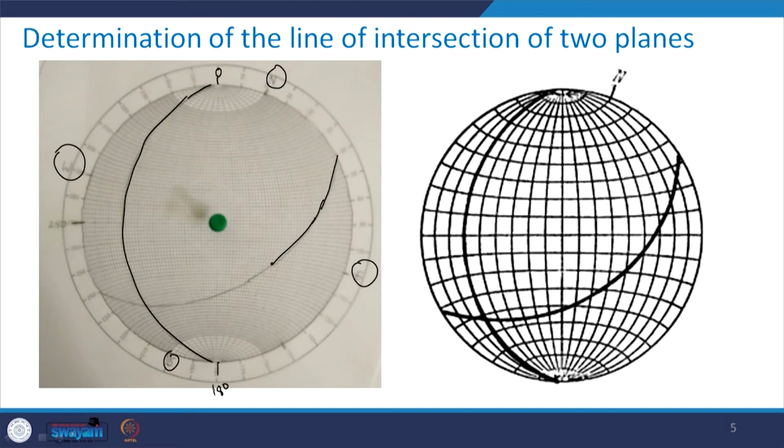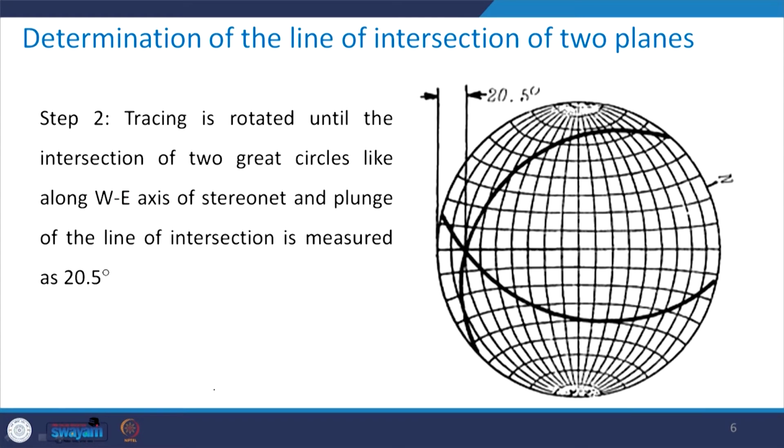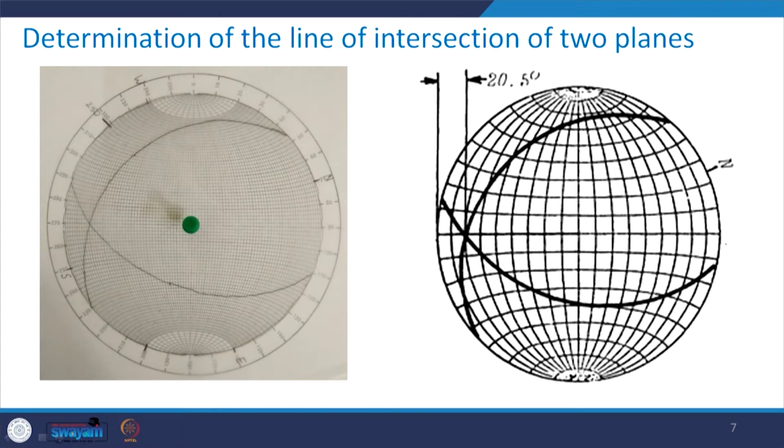What I am rotating is only the tracing sheet. Now, you see what is done in this case: wherever these two great circles are intersecting, we rotate the tracing sheet such that the intersection of these two great circles lies along the west-east axis of the stereo net. So, this is how we need to do it.